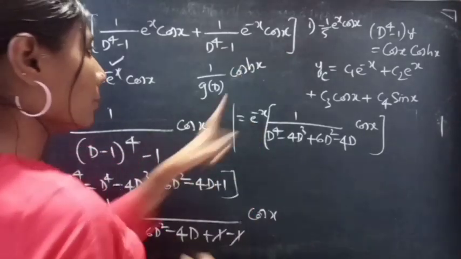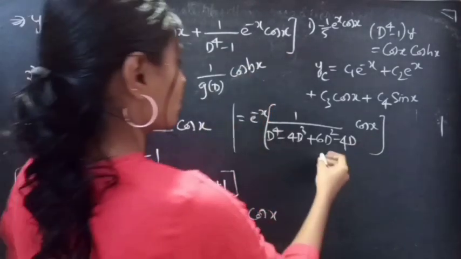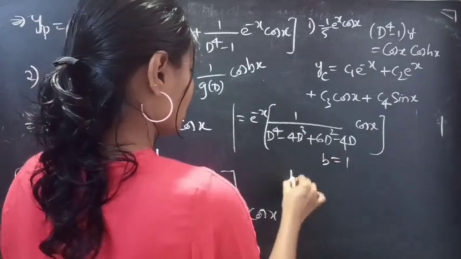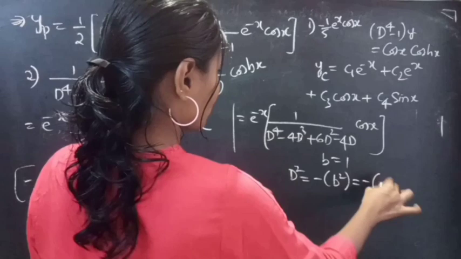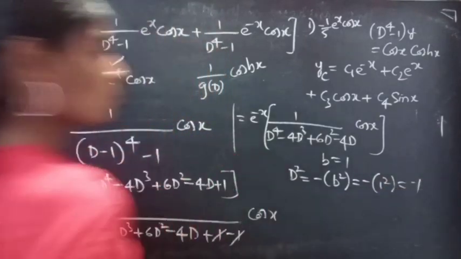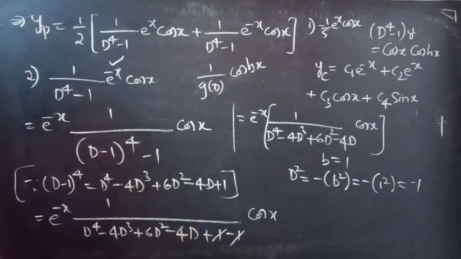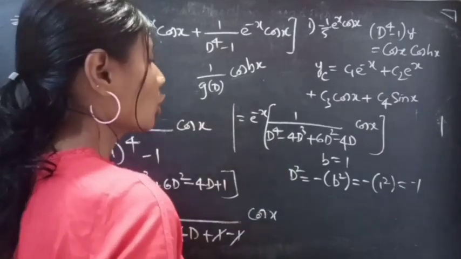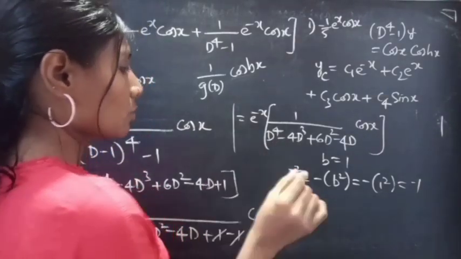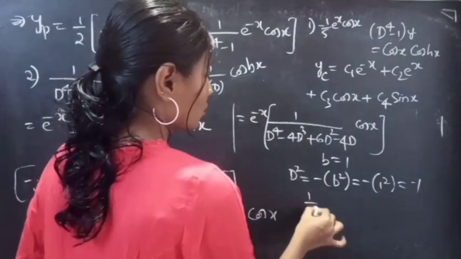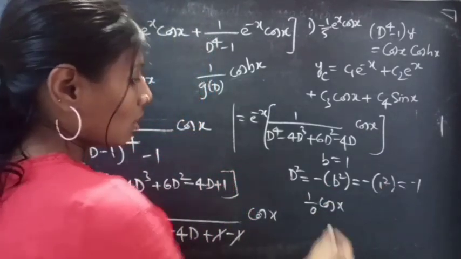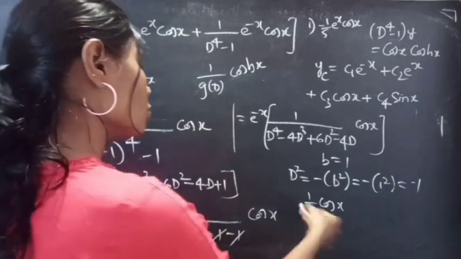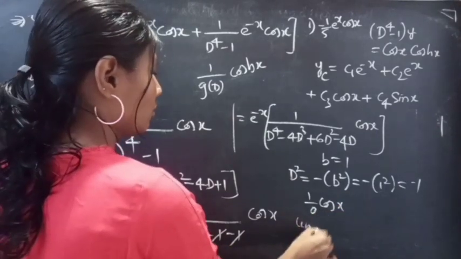Right. Compare cos x with cos bx, then for b equals 1, we'll find d square, which is given by minus of b square, which is equal to minus of 1 square, which is minus 1. Now let's see what happens if we replace d square in the denominator. Always remember that the denominator must be non-zero. If the denominator becomes 0, the term becomes 1 by 0 into cos x. Since 1 by 0 is undefined, the total term becomes undefined, right?